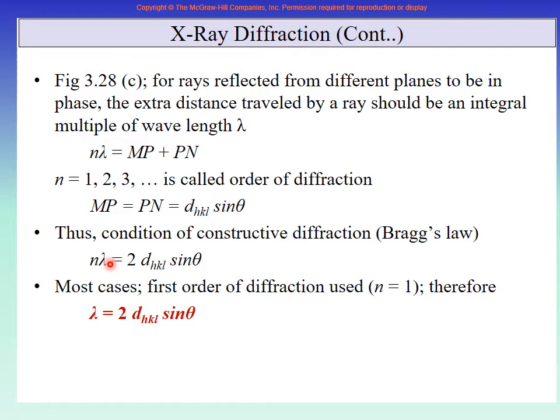So n lambda, we will see that if we say MP plus PN, it is d_hkl sine theta plus d_hkl sine theta, so 2 times d_hkl sine theta. If we remove n, because it will be the same whether you reflect from the second one or from the third one, it will be only 2, so remove n. So your main big equation is lambda is equal to 2 d_hkl sine theta, where lambda is the wavelength of the X-ray that we are using, d_hkl is the interplanar spacing of the plane we are studying at the crystal level, and theta is the angle at which the X-ray is coming and reflecting back.